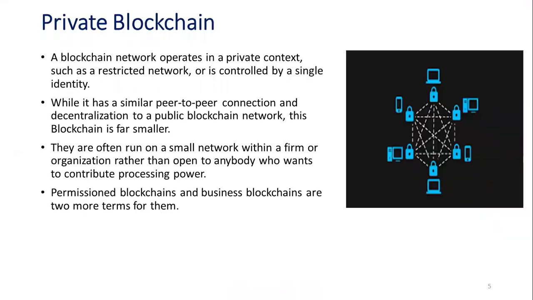Then next platform is the private blockchain. A blockchain network operates in a private context, such as a restricted network, or it is controlled by a single identity. While it has a similar peer-to-peer connection and is decentralized like a public blockchain network, this blockchain is far smaller. And they are often run on a small network within a firm or organization, rather than open to anybody who wants to contribute processing power. Permissioned blockchain and business blockchains are two more terms for them.